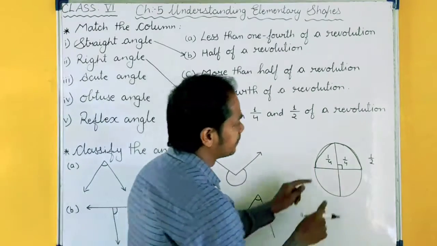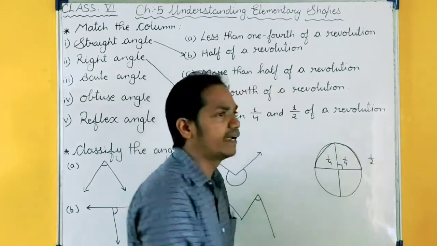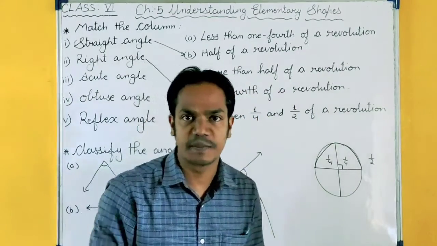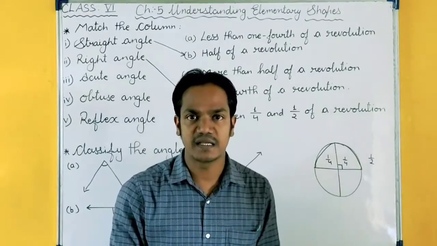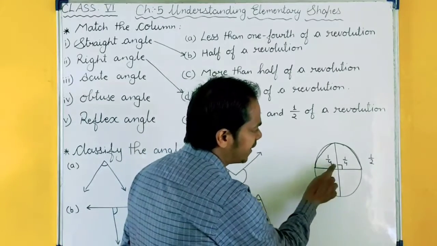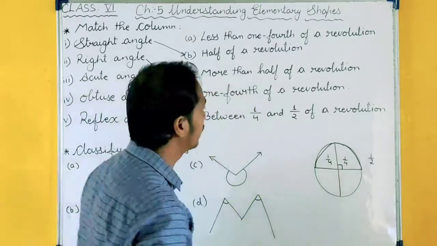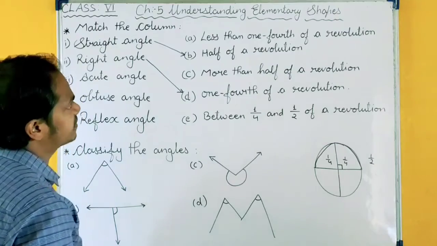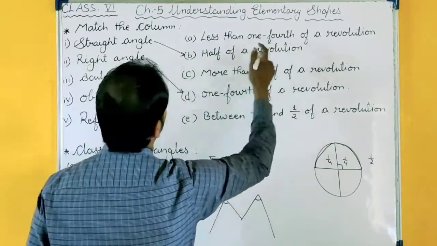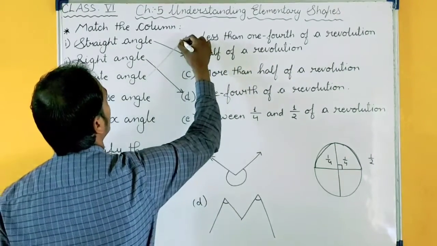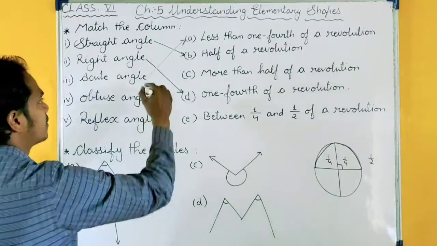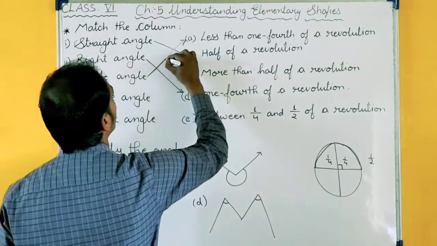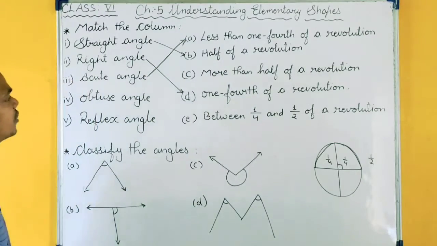Now acute angle. You know the definition: an angle which measures less than 90 degree is called an acute angle. Less than 90 degree means less than 1/4 of a revolution. Now check where is less than 1/4 of a revolution. Here. Okay, this is your answer.